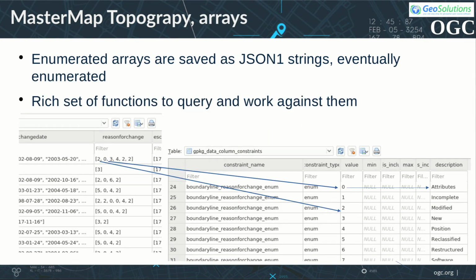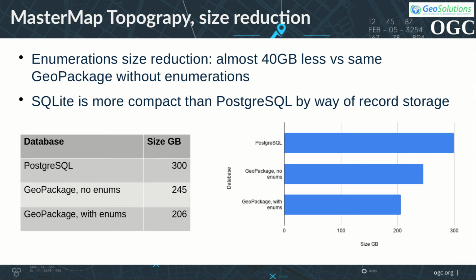SQLite is commonly built with the JSON1 extension, allowing it to handle text fields as JSON objects. MasterMap arrays have then been saved as JSON strings, and if enumerated, compressed again using numbers that the client can look up in the constraints table. It's interesting to see how this leads to size reductions. When converted to GeoPackage, the original database is already reduced down to around 250 GB. This is due to SQLite's more compact disk representation. However, when using enumerations, the size is further reduced, down to around 200 GB.